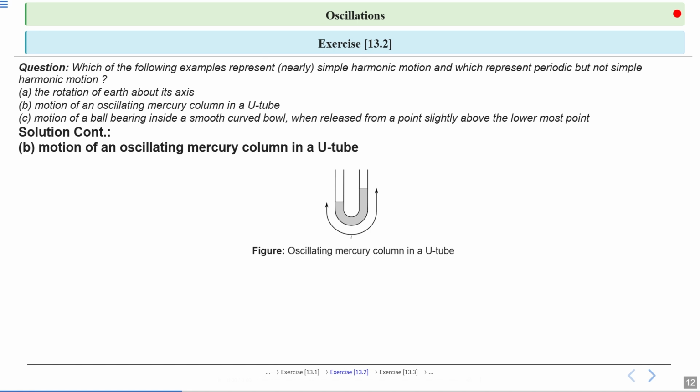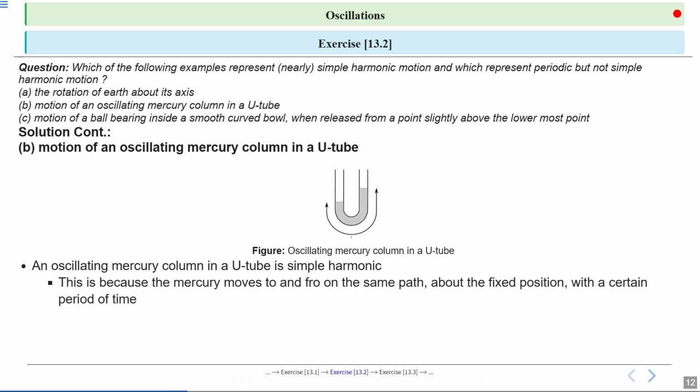Motion of an oscillating mercury column in a U-tube. The oscillating mercury column in a U-tube is actually an example of simple harmonic motion. This is because the restoring force acting on the mercury is directly proportional to its displacement from the equilibrium position and always acts to bring it back to that position. The motion repeats at regular intervals, which is a key feature of simple harmonic motion. This is because mercury moves to and fro on the same path about the fixed position with a certain period of time.